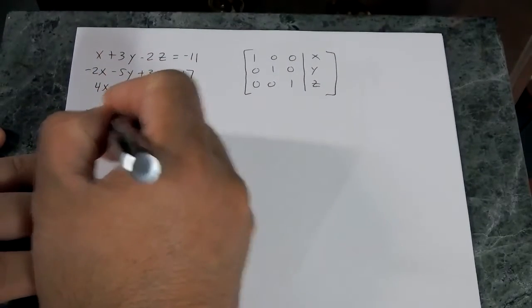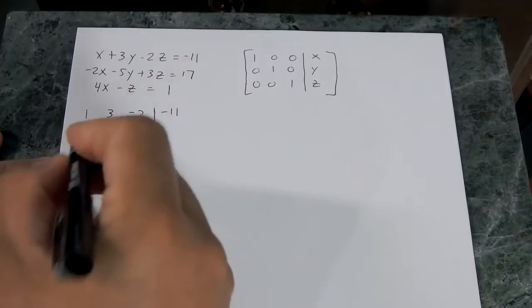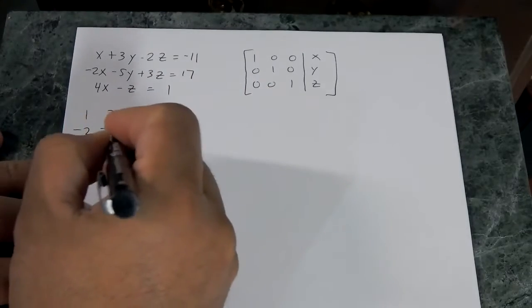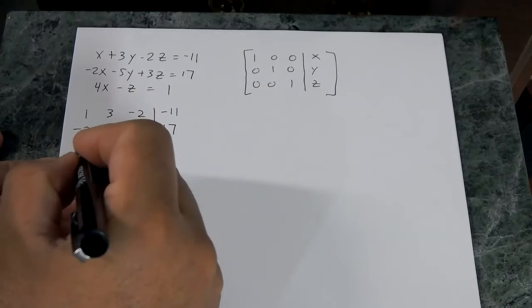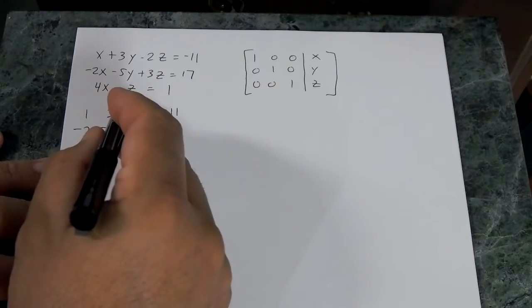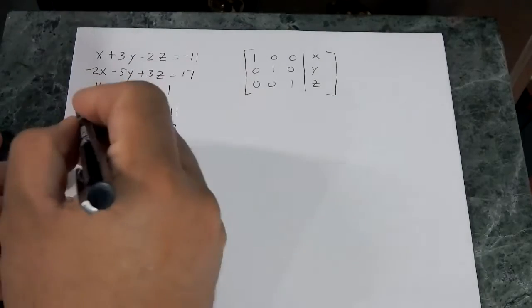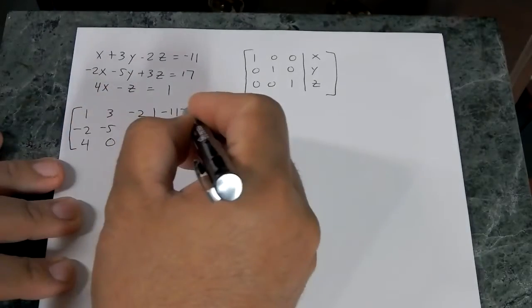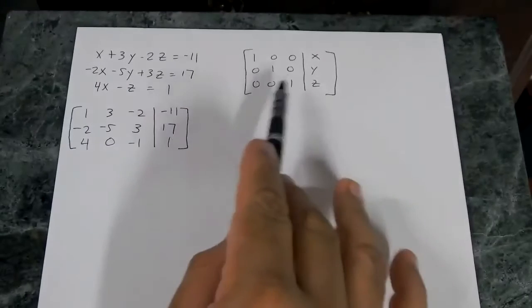This is 1, 3, negative 2, negative 11, negative 2, negative 5, 3, 17. Be careful here. I have the x of 4, but now z is negative 1. I don't have a y, so I'm going to put a 0 there, and a 1. Okay. Remember, our goal is to get this.